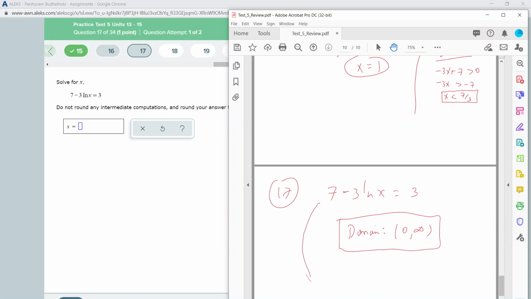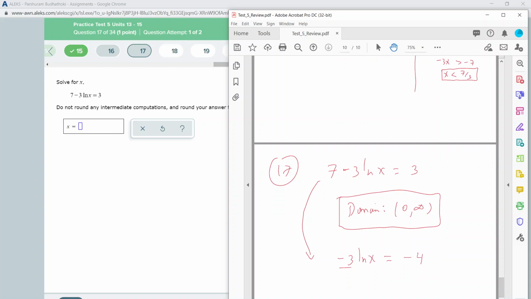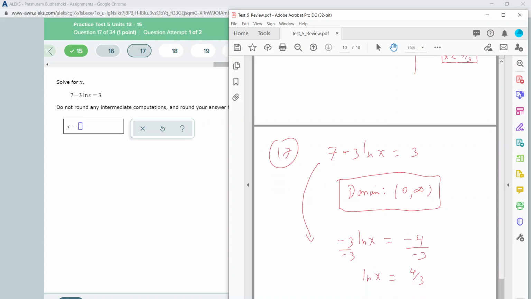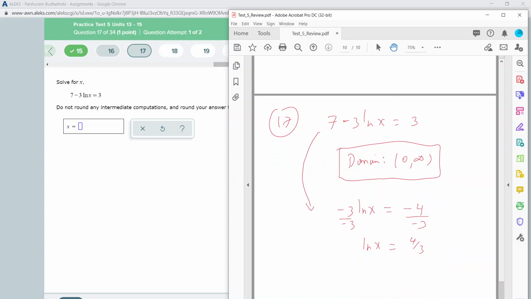Now to solve this equation, first of all, bring everything on the right side except ln. So it gives me -3 times ln of x equal, if I subtract 7 from both sides, it gives me -4. Now I'm going to divide both sides by -3. So it gives me ln of x equal 4 over 3. Now what is the value of x? You can change this into the exponential form. So x is e to the power 4 over 3, because ln means it's a log base e.